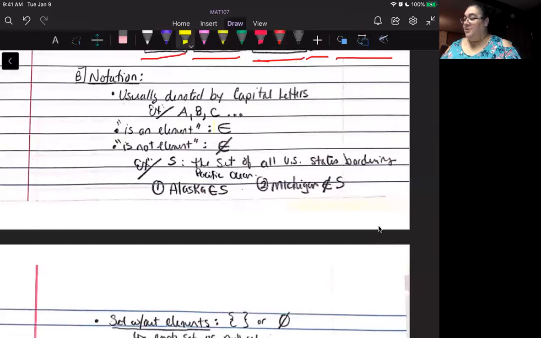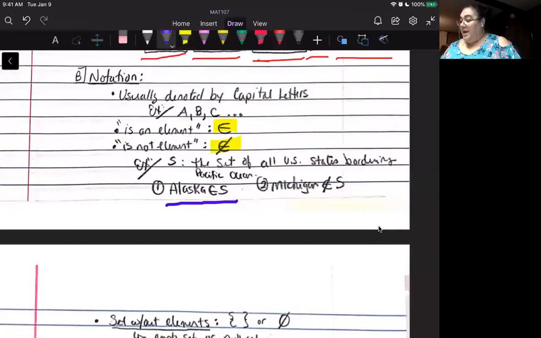If we use this symbol here, that symbol means is an element of. If we use this symbol here, that symbol means is not an element of. So here's how you would use us. Here's an example, okay? So if I have S is the set of all United States bordering the Pacific Ocean, then I might state it like this. I might state it as Alaska is an element of set S, meaning Alaska is a state that borders the Pacific Ocean and belongs in set S.